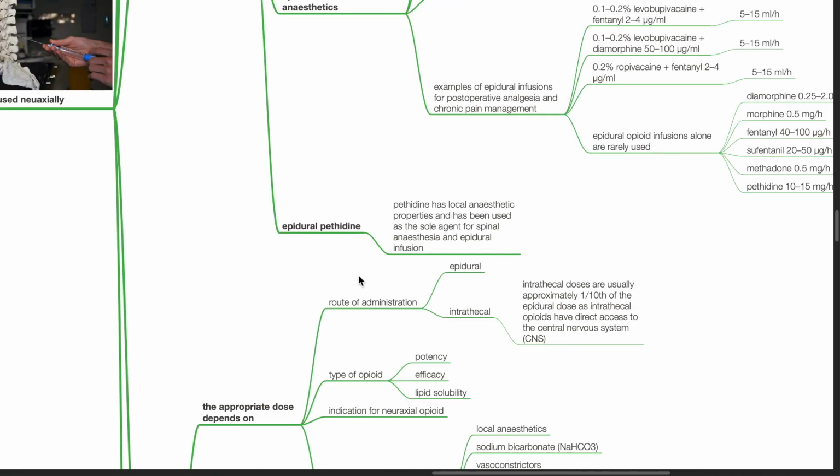Epidural petidine. Petidine has local anesthetic properties and has been used as the sole agent for spinal anesthesia and epidural infusion. However, when used for spinal anesthesia, there is a marked increase in incidence of nausea and vomiting.